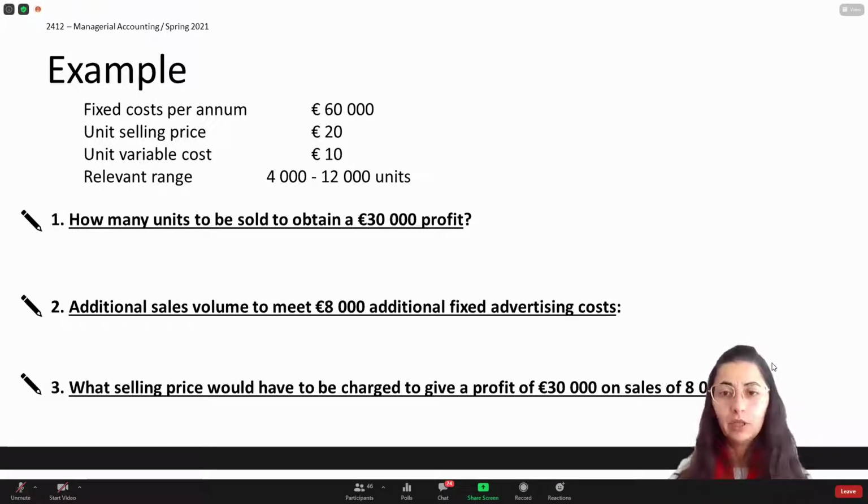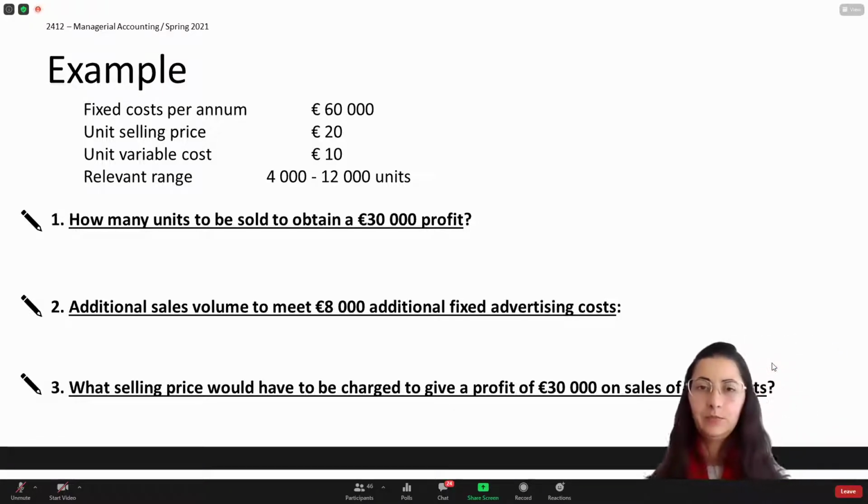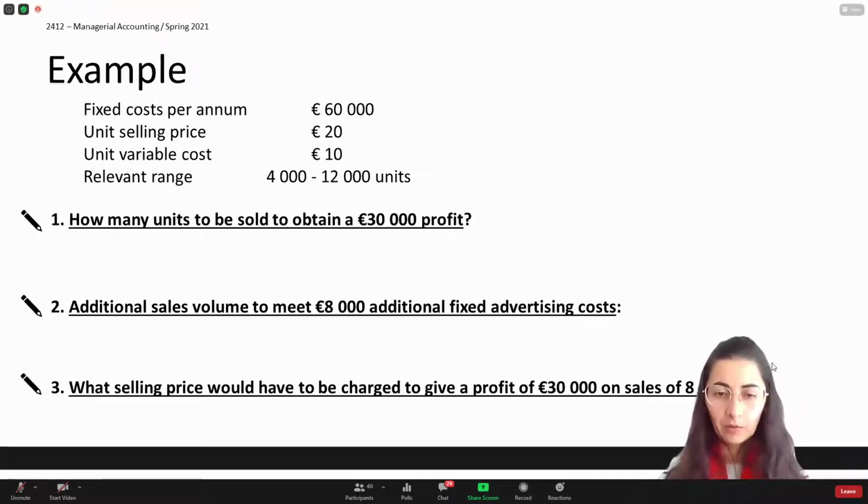And then also keep there the third question, which is the selling price that we will need to charge in order to have a profit of 30,000 euros with the sales volume of 8,000 units. Okay, so now let's go back to the whiteboard.